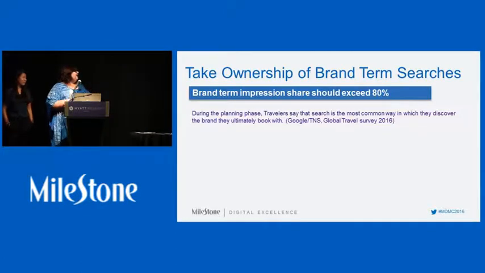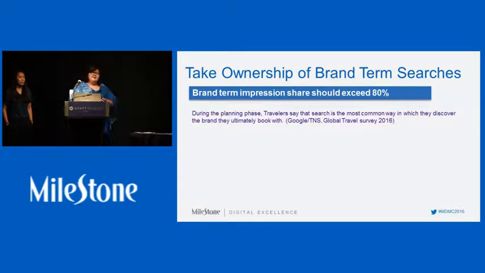So talking through brand terms, we're going to talk a little bit about search. And so what we're recommending is that everybody with their brand terms specifically make sure they get 80% share of impressions, or impression share. So is that a new term? How many people know what impression share is? Yeah, there's not very many.